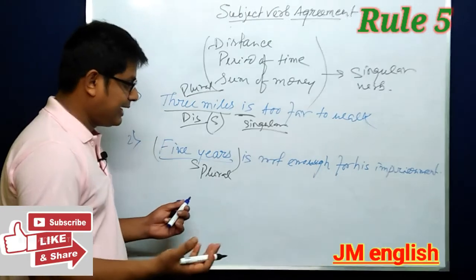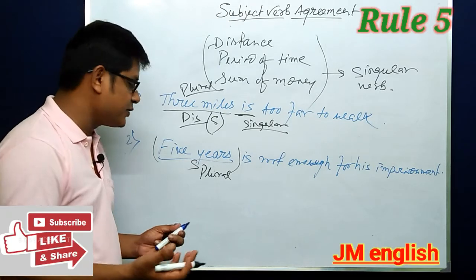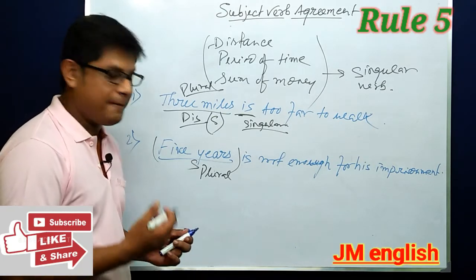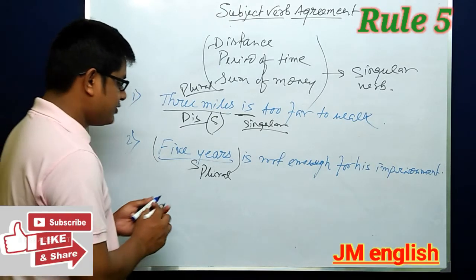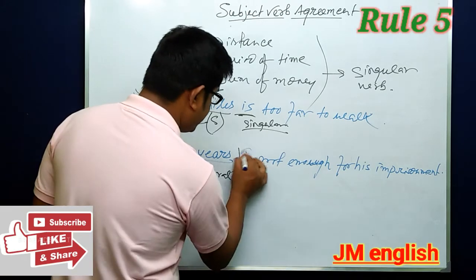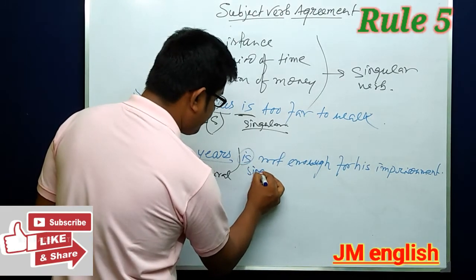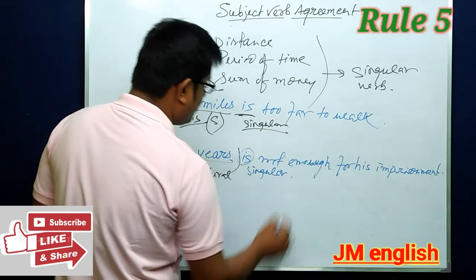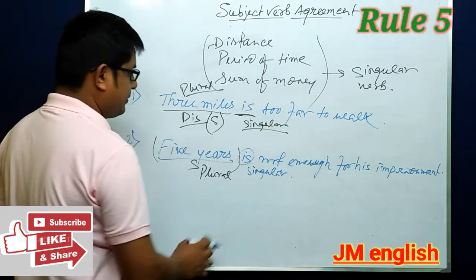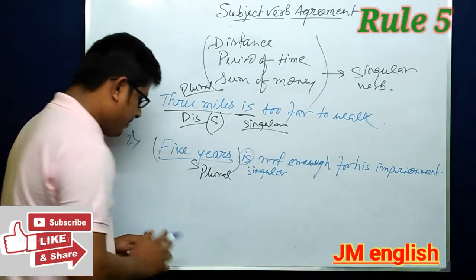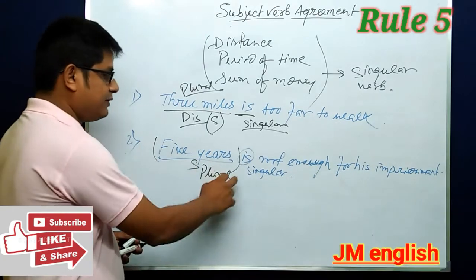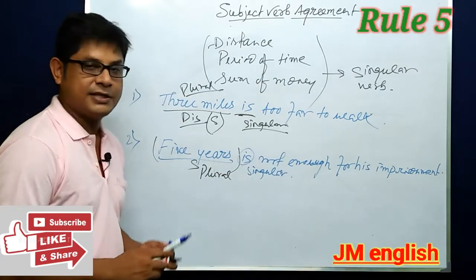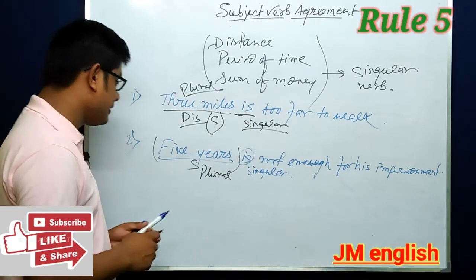So again, you may make this mistake of using a plural verb, but no, don't use that. You have to use is, singular. Why? Because I have said a period of time, so it must be singular. Again, 5 years is not enough for his imprisonment. So let's have a third sentence.